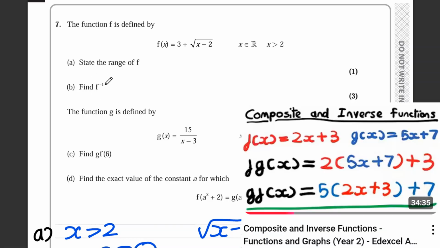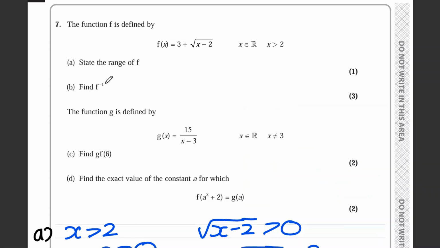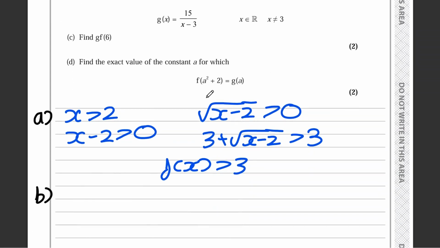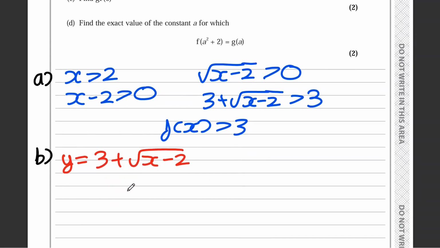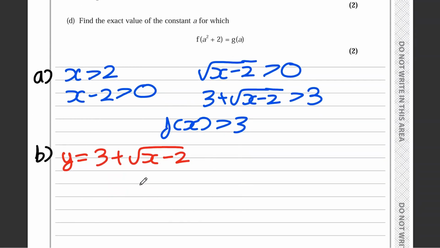So this is to do with the inverse and composite functions video that we made back in year 2 of chapter 2. If you remember how we find inverses, so we have here f of x is equal to 3 plus the square root of x minus 2. Okay, so what we're going to do is we're going to replace this f of x with a y. So we're going to say that y is equal to 3 plus the square root of x minus 2. And what we're going to do is we're going to switch around the y and the x.